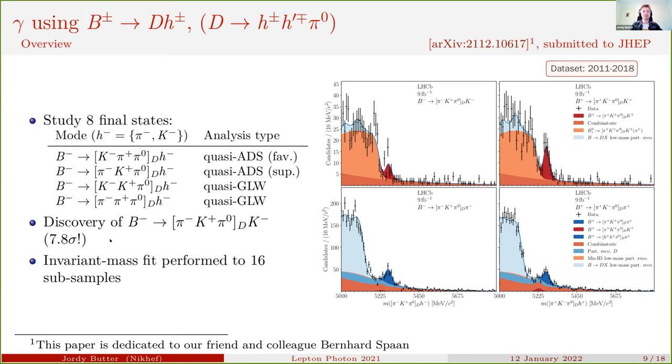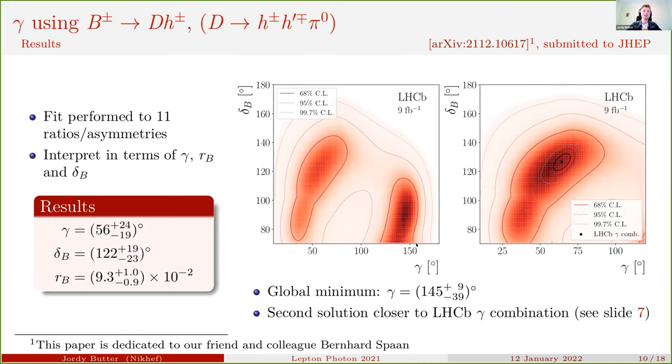And because we fit all the final states and also the charge conjugates, we fit to 16 subsamples. And on the right, you see an example of the suppressed quasi-ADS modes. Using all these invariant mass fits, we obtain 11 ratios and asymmetries, which are then interpreted in terms of gamma, rB, and delta B. The results are also shown in this plot.